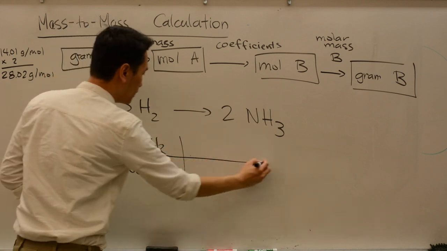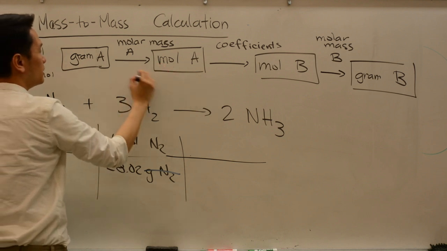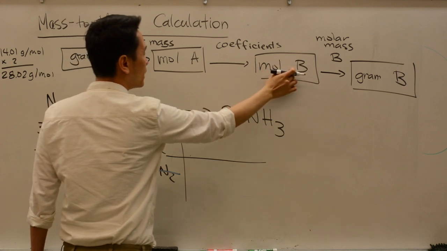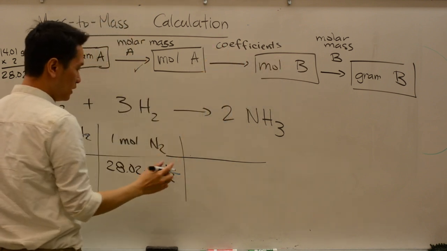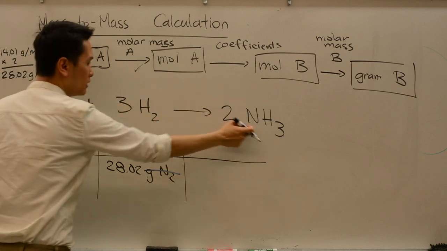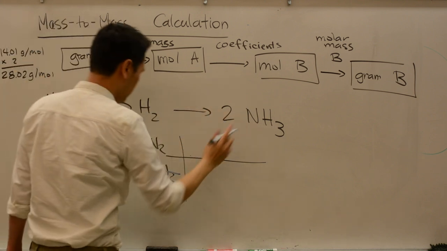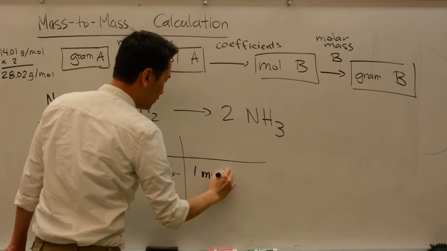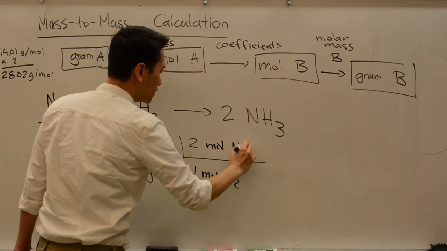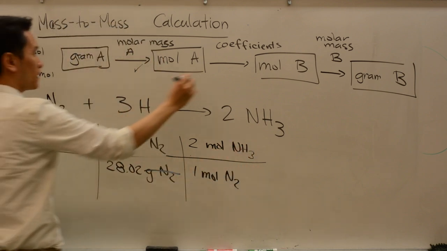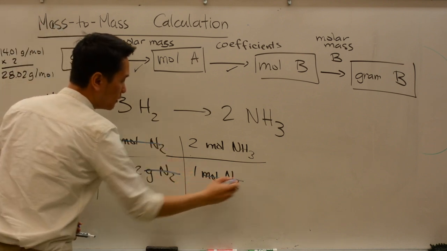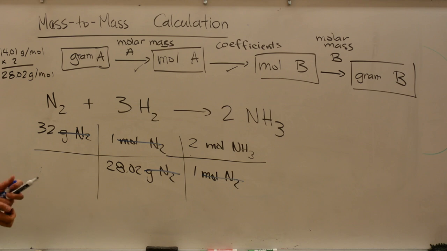Next, we keep on going. We are done with this step. Let's go to this step, to go from moles of A to moles of B using the coefficient. So I ask myself, what is the relationship between nitrogen and ammonia? 1 to 2. So 1 mole of nitrogen will give me 2 moles of ammonia. Check that, and also note that units are canceling out.